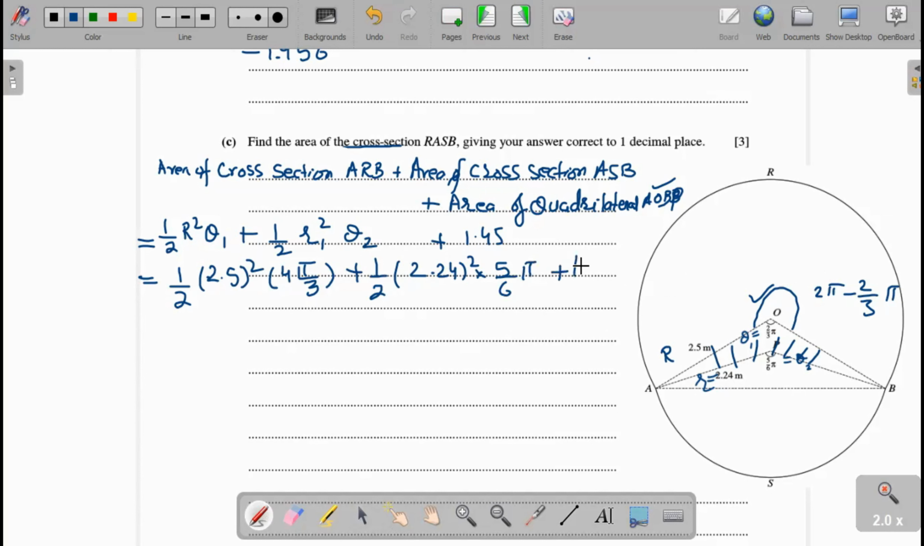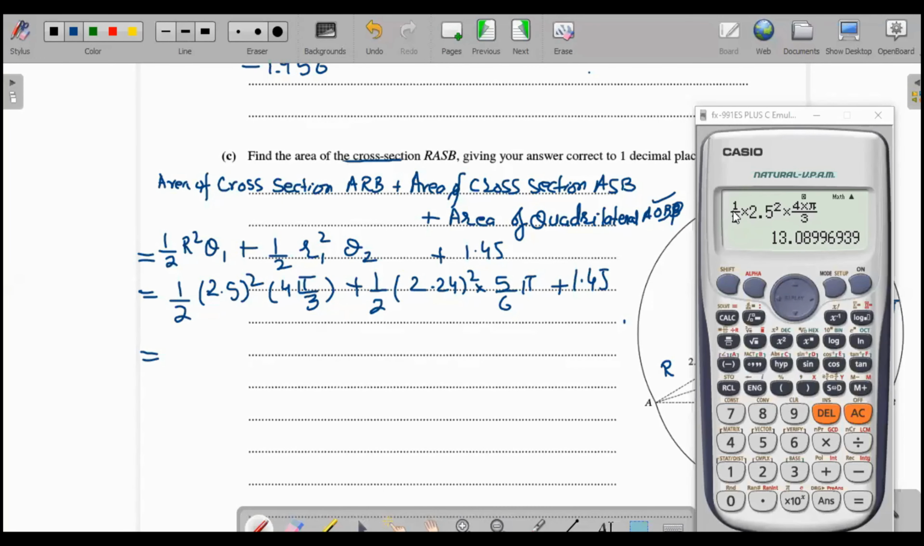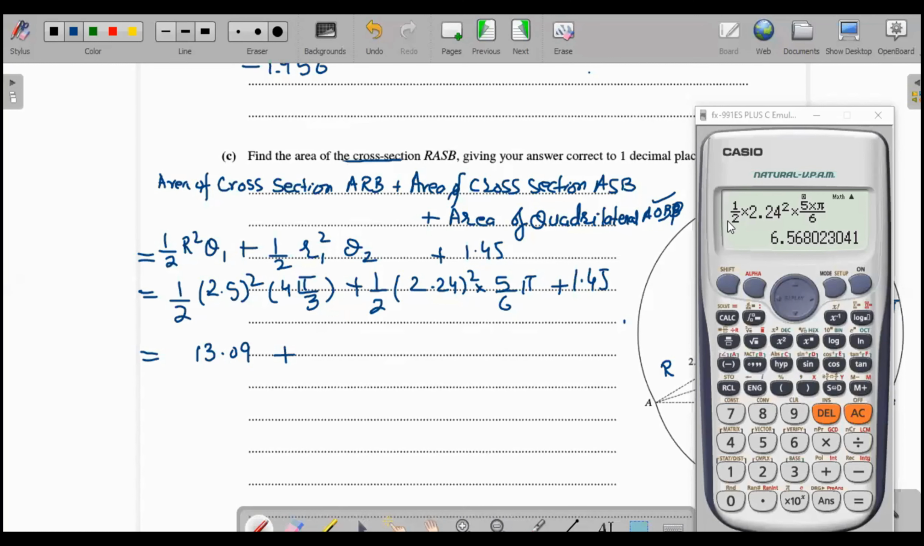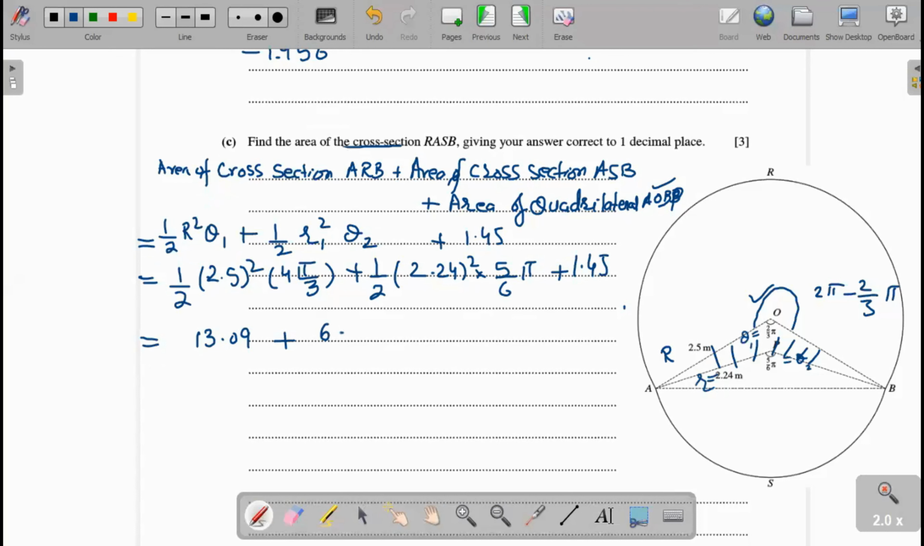Plus 1.45. Now we see the values. 1 over 2 multiply 2.5 square multiply 4 pi over 3, the answer is 13.089. You can write it as 13.09. And the next value we calculate: 1 over 2 multiply 2.24 square multiply 5 pi over 6, the answer is 6.56. Now you can write it as 6.57.